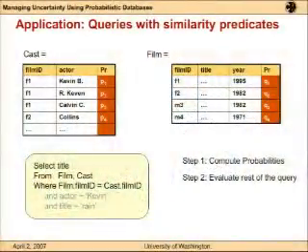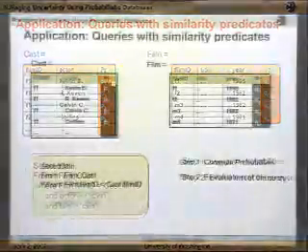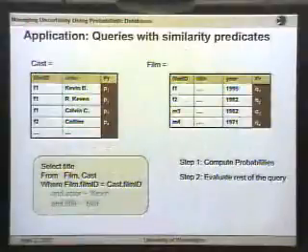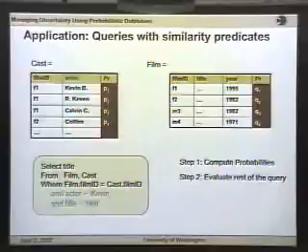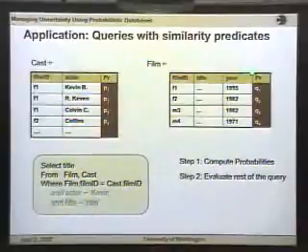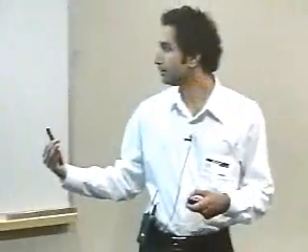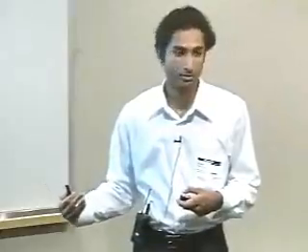Now you can look at these predicates and apply them to the tables. You look at each cast and see how well the actor matches Kevin. You use your favorite algorithm to match them, and then you get these confidences with each tuple. You apply the other predicate to films, and you again get a set of probabilities. Now you evaluate the query in the resulting database to generate a set of answers with probabilities. This gives you a way to define semantics for any complex SQL query with similarity predicates.